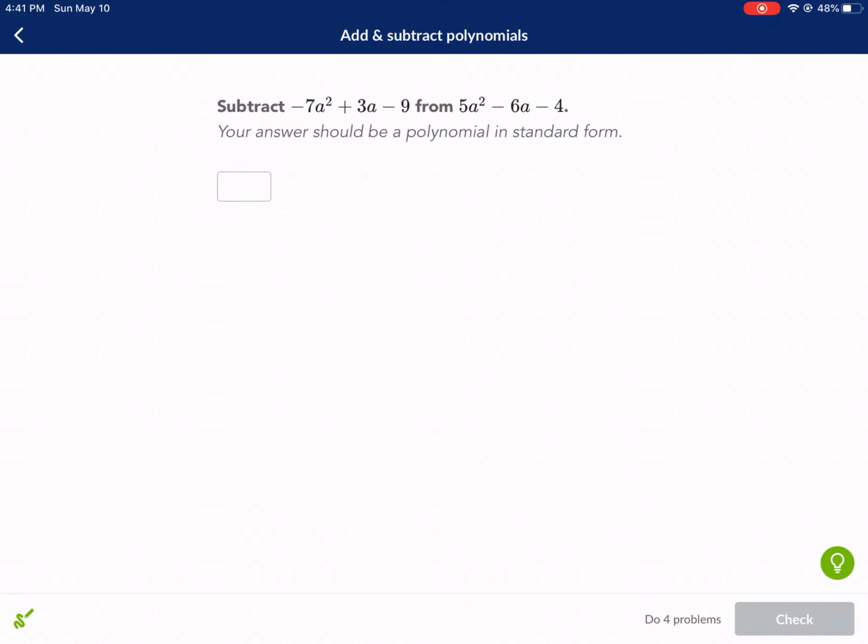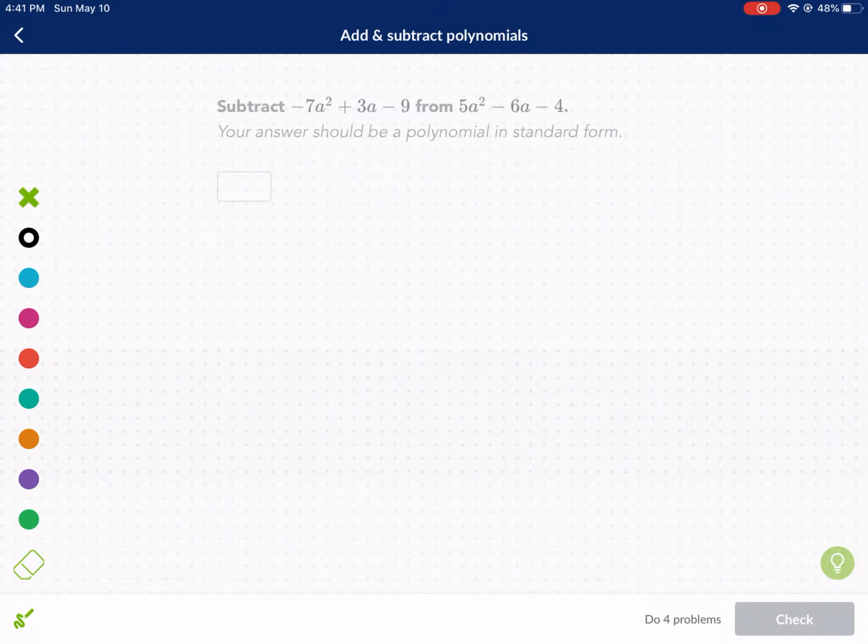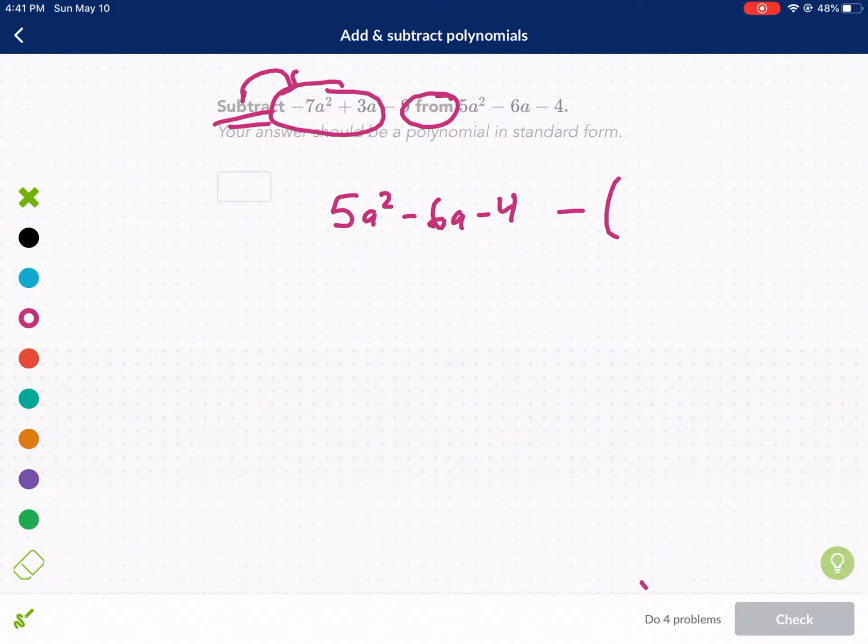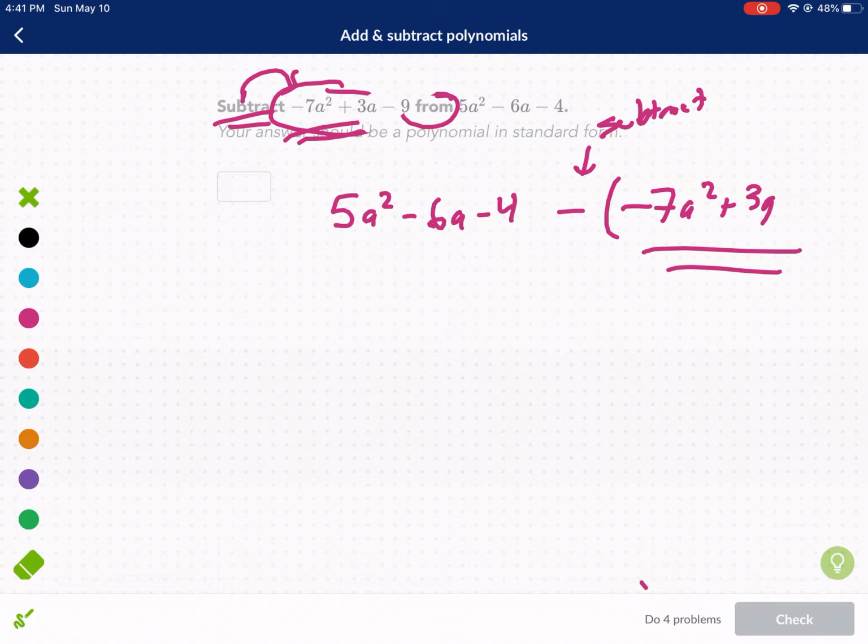I would first start with the intro video if you guys haven't already watched that. But we're asked to subtract negative 7a squared plus 3a minus 9 from 5a squared minus 6a minus 4. This "from" means that the 5a squared minus 6a minus 4 is out in front. Now, subtract means we need to write the subtraction symbol, and then we need to put parentheses around what we're subtracting. So we write minus, and then the thing that follows: negative 7a squared plus 3a minus 9.